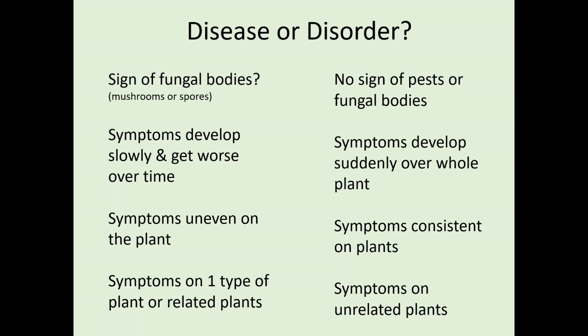On disorders, symptoms are consistent on the plant. So usually it's one side or the whole plant or the top of the plant. And then on disorders, we're also going to see symptoms on a wide variety of unrelated plants. Salt damage, like you might see along all your plants along the road, and maybe they're all unrelated.